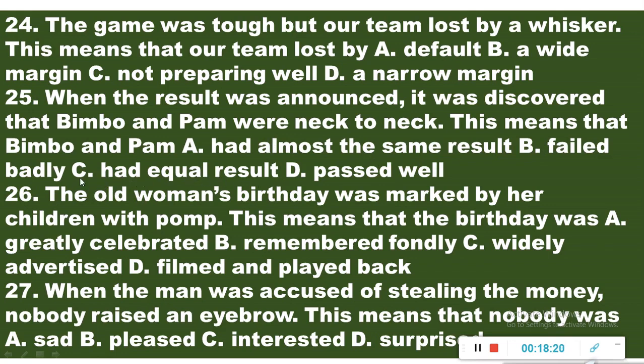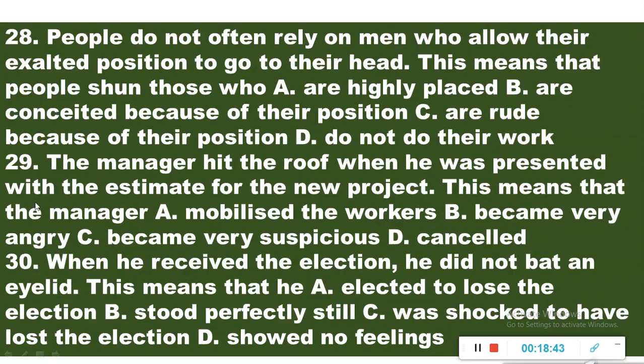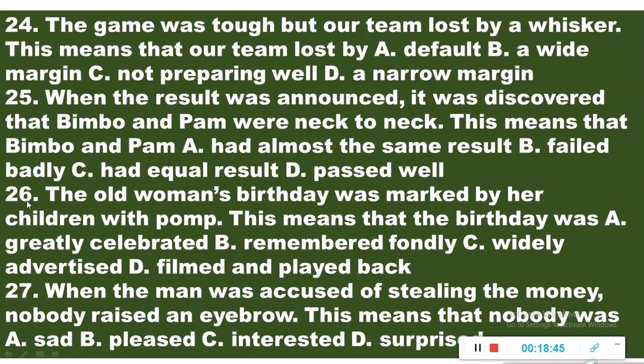C had equal result. That's the correct thing. It means that Bimbo and Pam had equal result. If Bimbo and Pam were neck to neck when the result was announced, it certainly means that these two persons had equal result. D, passed well, that's not really the meaning. Now, question number 26. The old woman's birthday was marked by her children with pomp.